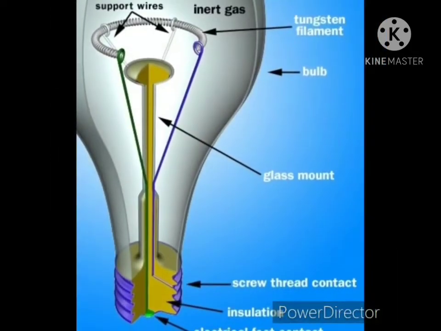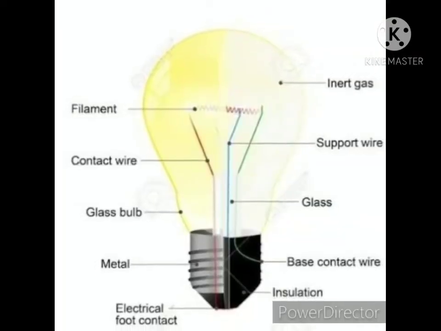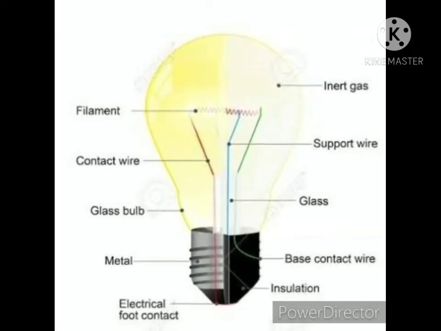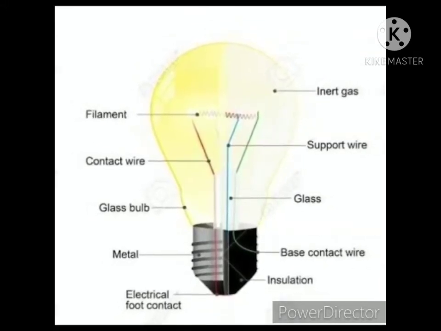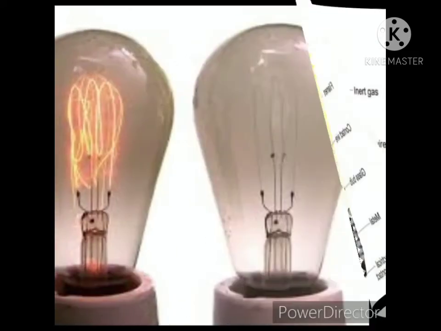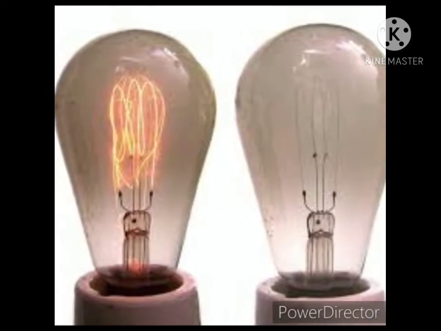This bulb is connected by two supporting wires. One is connected to the metal casing and the other is connected at the metal tip at the bottom. On passing current through the terminals, the electric bulb produces light. When the filament breaks, the bulb does not glow.